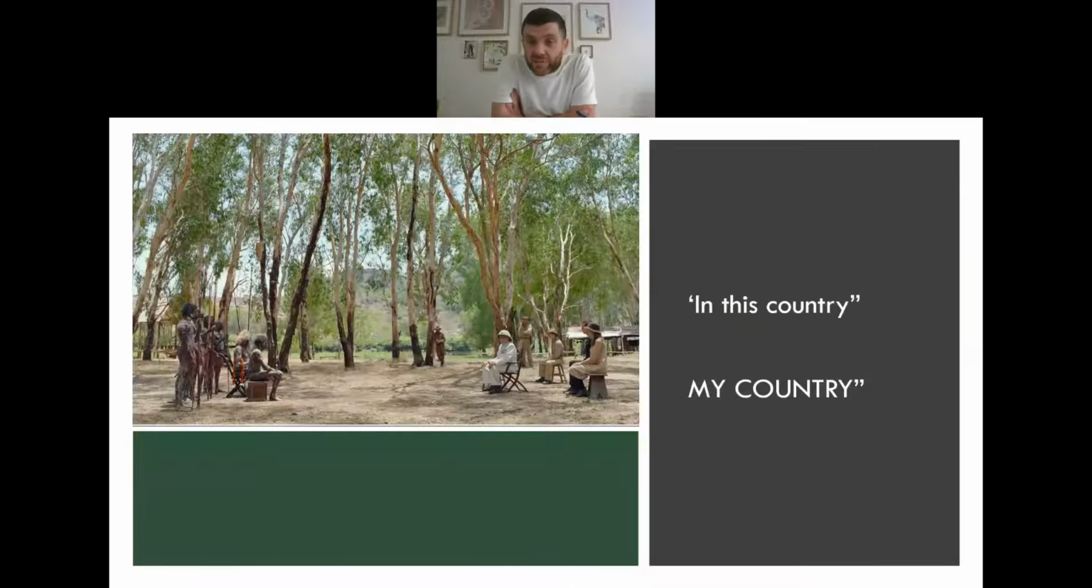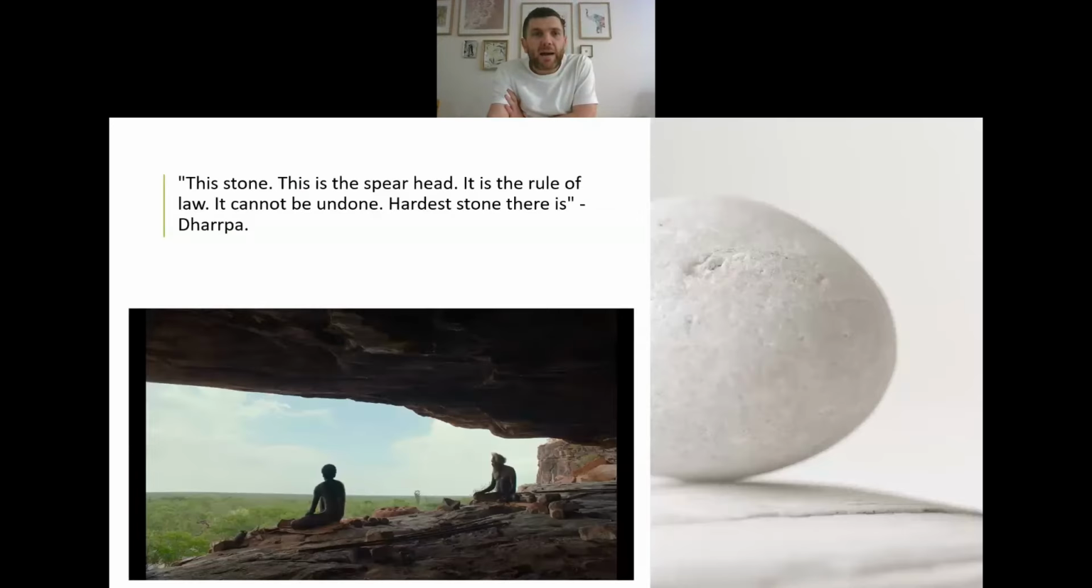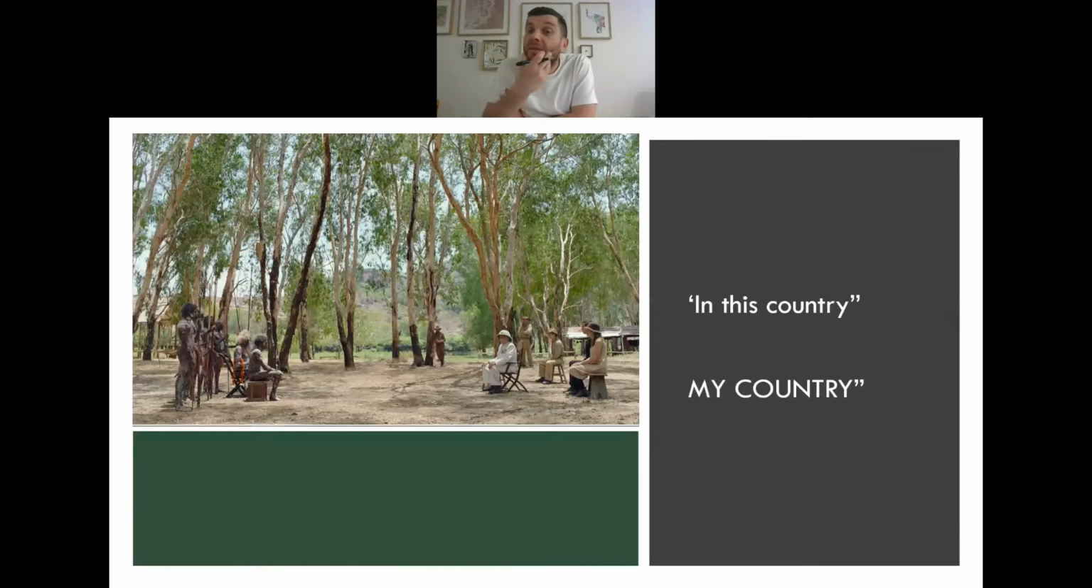And I really like this quote. I really like this quote here. "This country, my country," and it's Djapana talking about how this is his country, this is his land, this is his people, this is his. It's not just a land for him. It's not just a place. It's not just somewhere that he lives. This is who he is. This is his heritage, his culture, his spirituality. And he's willing to fight for it.